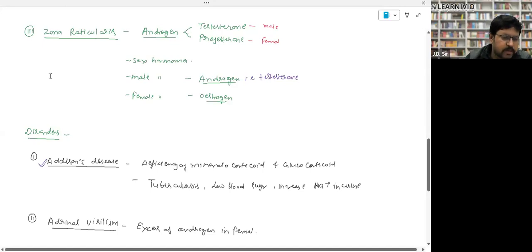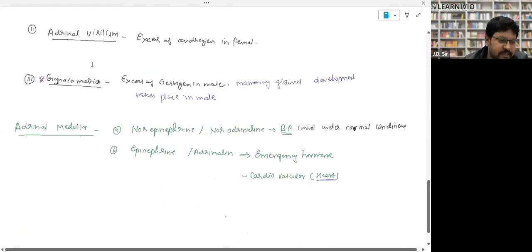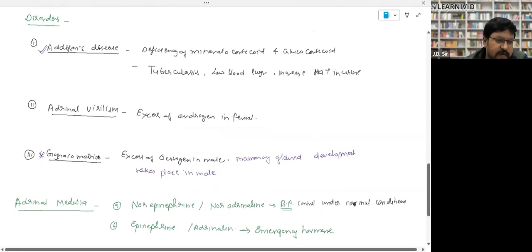Now, the disorders. The first is Addison's disease. There are certain diseases. Addison disease is due to deficiency of mineralocorticoid and glucocorticoid. This includes tuberculosis, low blood sugar, and increased sodium level in urine. The second disease is adrenal virilism. That is an excess of androgen in female, caused by the excess of androgen in female.